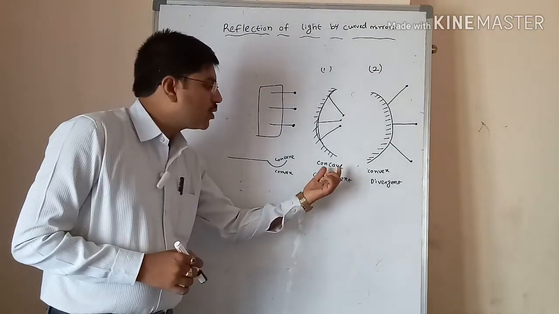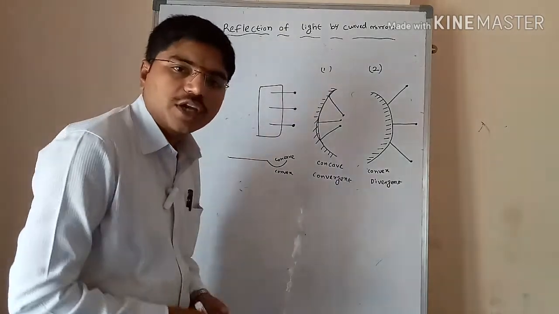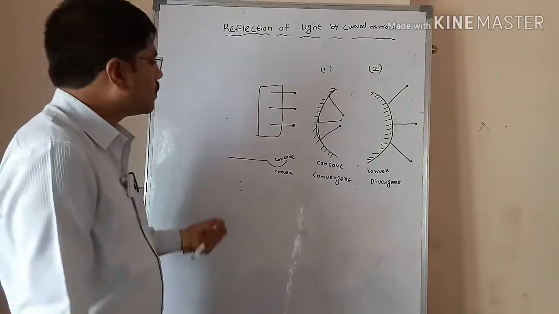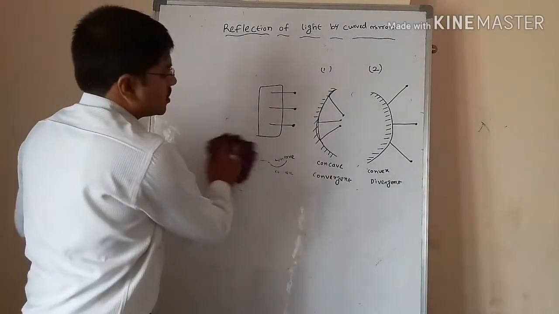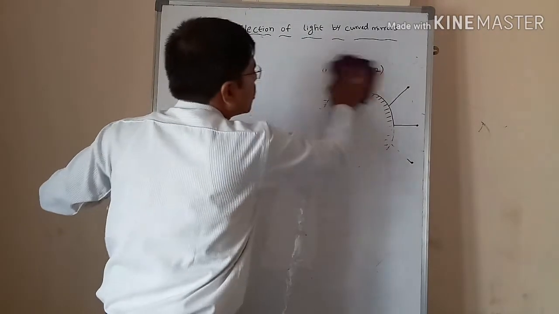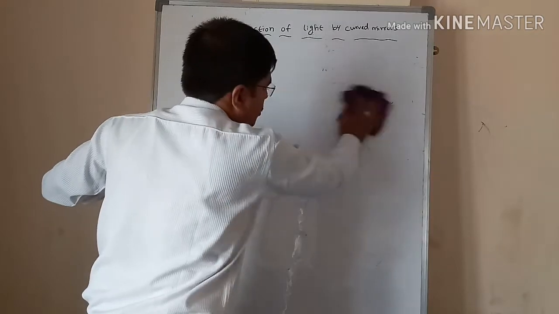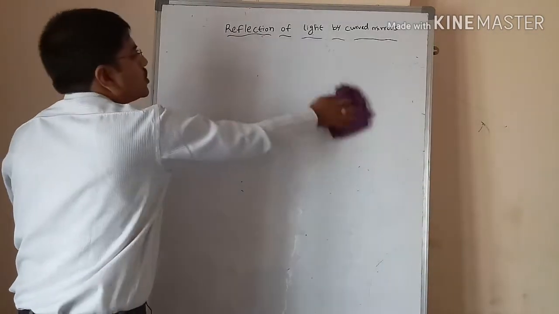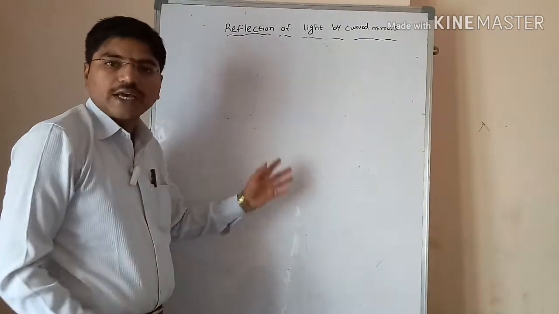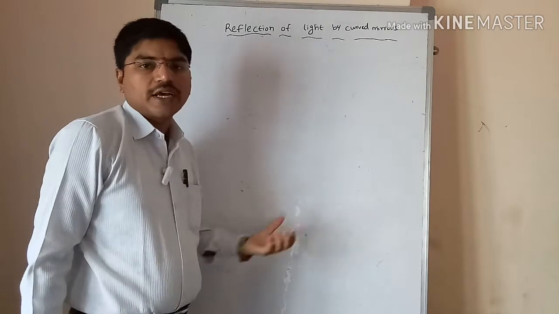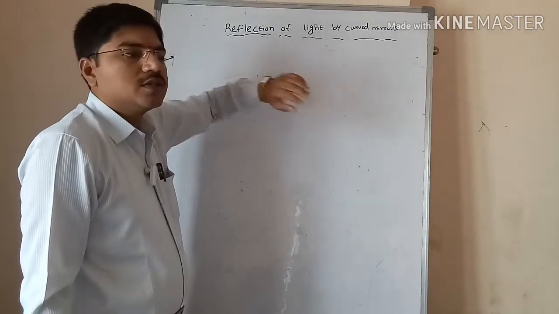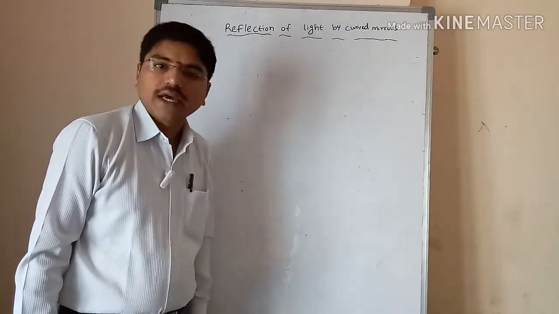Now, concave is convergent and convex is divergent. Then next we will go for the ray diagrams. Ray diagrams are very important because in 10th class, especially those who are going to appear for the 10th class examinations must follow these ray diagrams and rules. If you are unable to follow the rules of ray diagrams, we cannot draw proper ray diagrams. Reflection of light by curved surfaces definitely depends on your ray diagrams only.